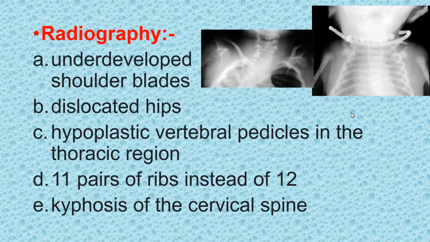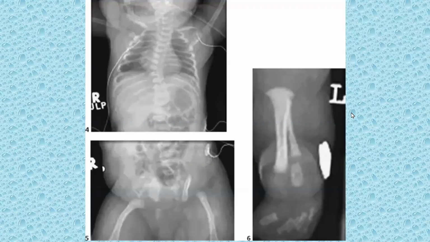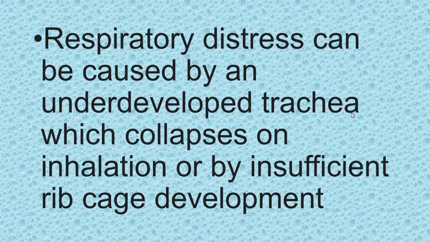You can see that the shoulders are underdeveloped. The blades, or the scapulae, are underdeveloped. Dislocated hips do occur. Hypoplastic vertebral pedicles in the thoracic region exist. There are 11 pairs of ribs instead of 12. Kyphosis of the cervical spine is present. This shows you the various problems that occur with these patients. Respiratory distress can be caused by an underdeveloped trachea, which collapses on inhalation, or by insufficient rib cage development.